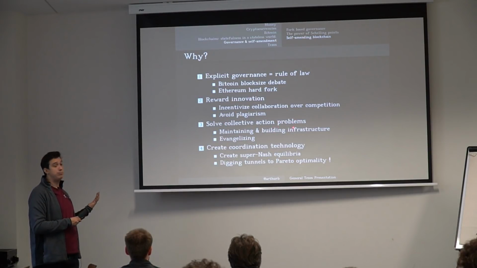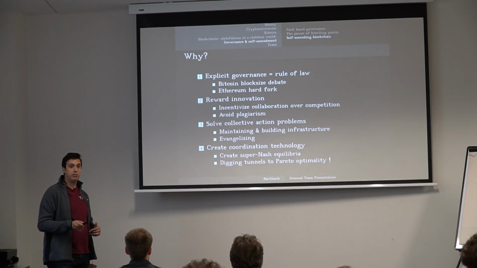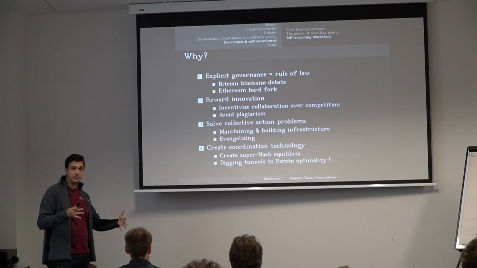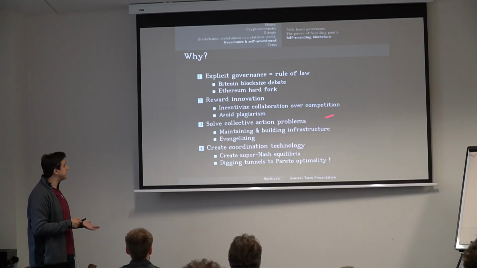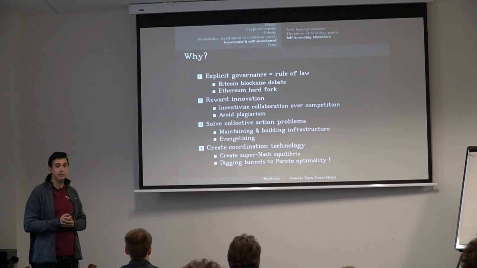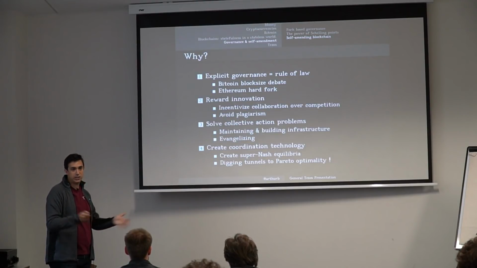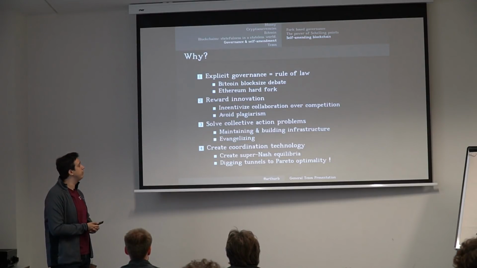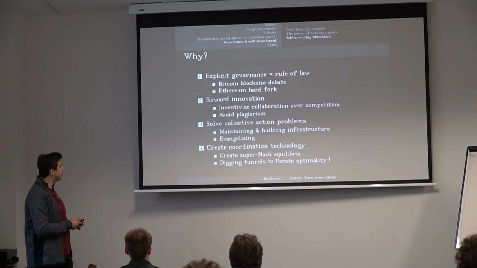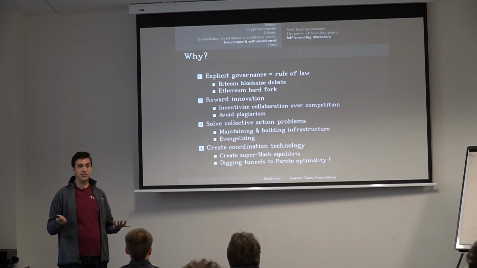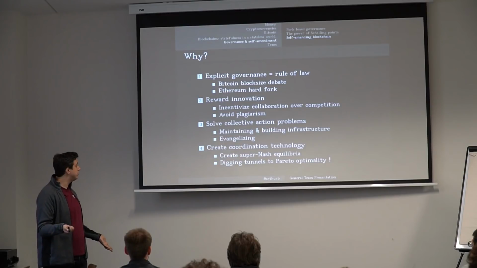You can solve collective action problems. So having a block reward in Bitcoin solves the collective action problem of getting security in the system. But there's others, like evangelizing, telling people about it, or maintaining and building infrastructure that's needed for the network. Let's say you want to build a mesh radio network for transmitting your blocks. That's something you can solve. And in general, you're creating coordination technology. It's not just money. Money is a tool of coordination, but blockchain is also a tool of coordination.